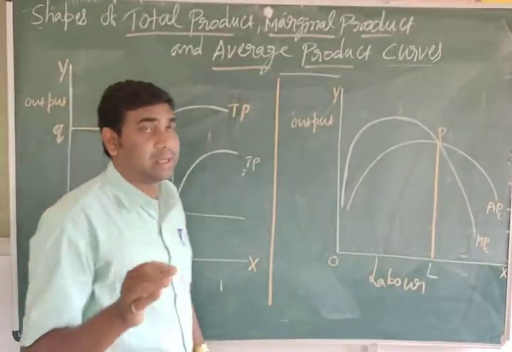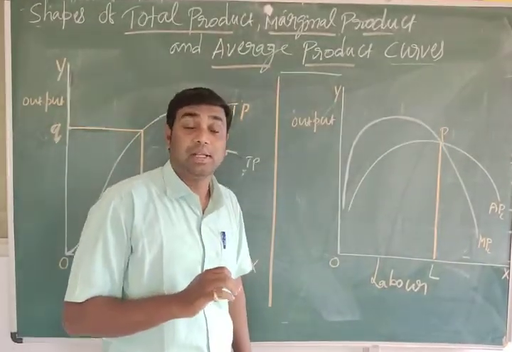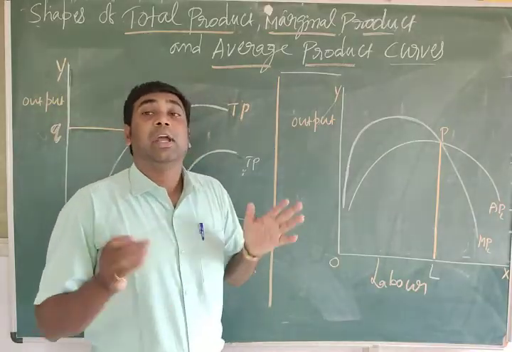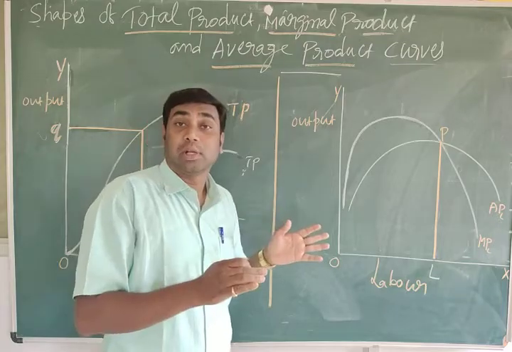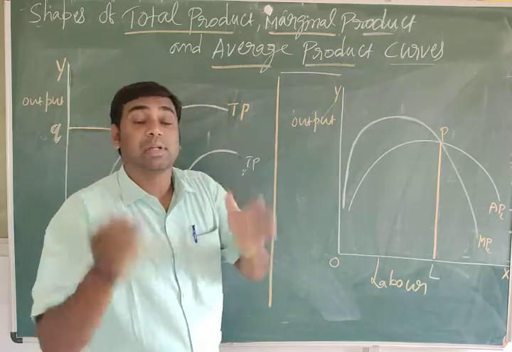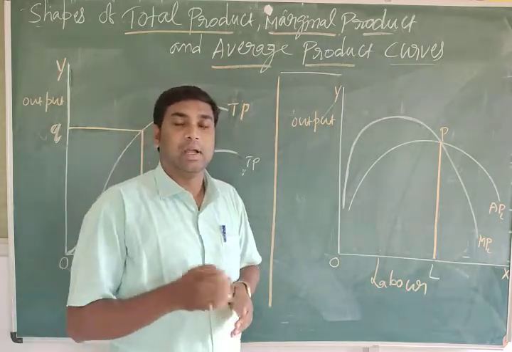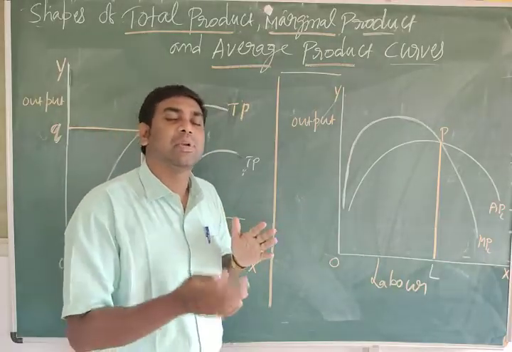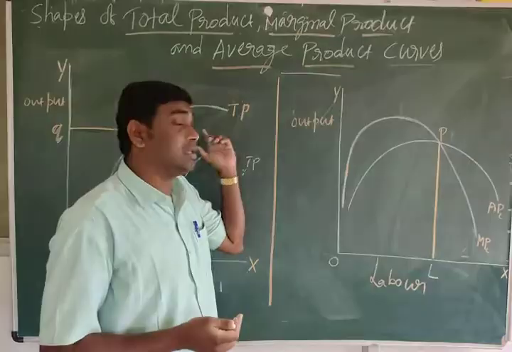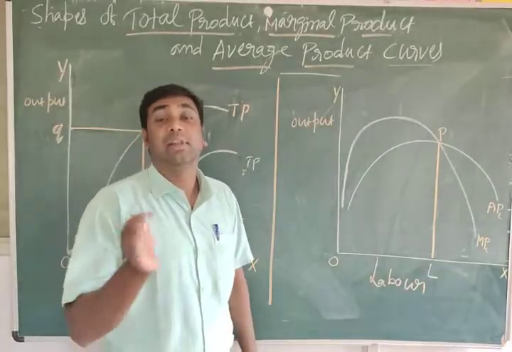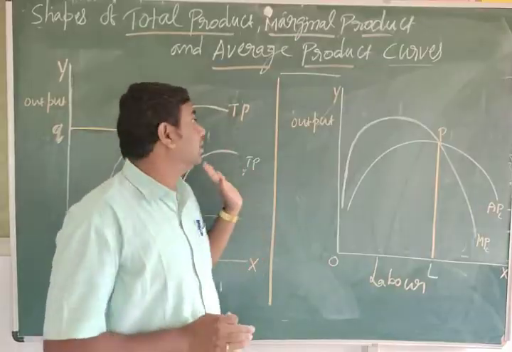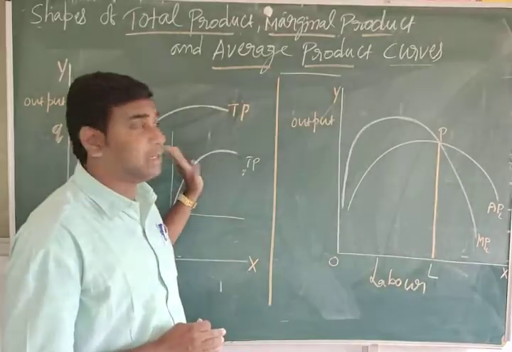Already in the previous class you observed that in the table. When the input is 1, total product, average product and marginal product are all the same. And whatever the changes in the marginal product and average product, total product is always increasing. When the input increases, total product also increases. That is the shape of the total product curve.